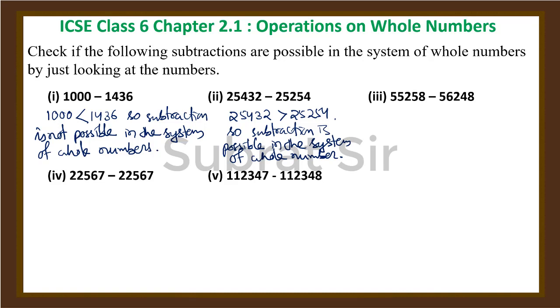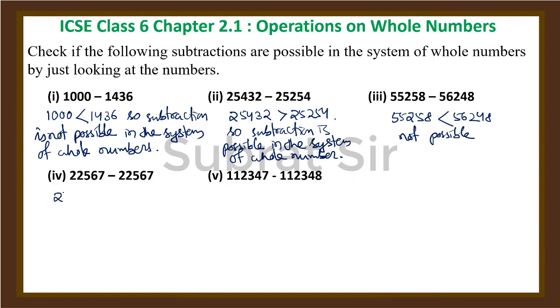The next one, 55258 and 56248. Here 55258 is less than 56248. So not possible. You have to write like this: subtraction is not possible in the system of whole numbers. I am writing not possible. Okay, in detail you will write.